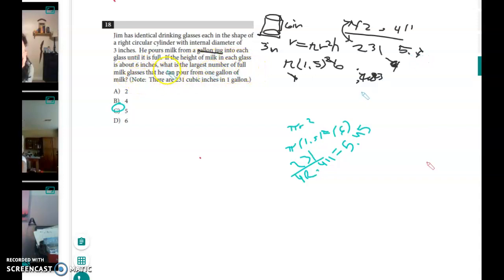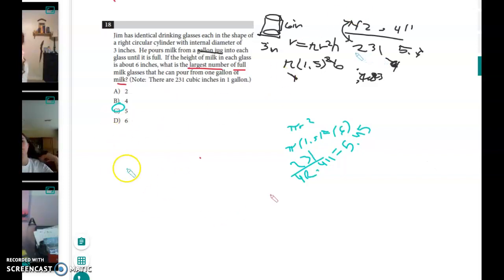So what the question is about is: what is the largest number of full milk glasses that can be poured from 1 gallon of milk? So what's the largest number? When you put it as the largest number, obviously you're looking at the volume.